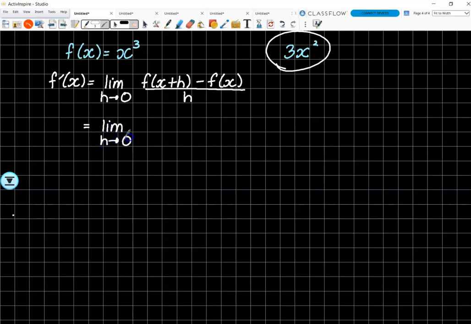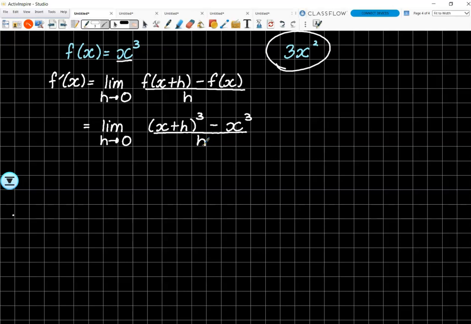Yep. Yes, good. So (x + h) to the power of 3, because this is saying go to your f function. Wherever x is, replace it with x plus h. Minus x cubed, love it, all over h. Now, this is where I might scare some of you. Hopefully I'm not.